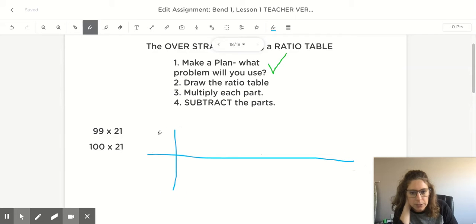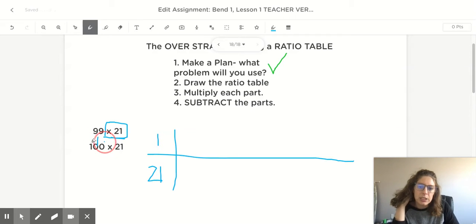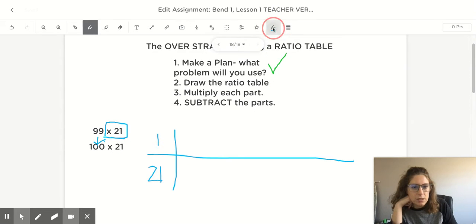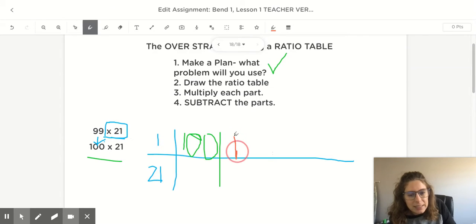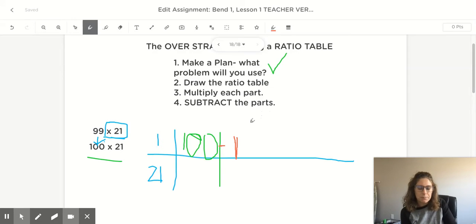So remember, when we draw a ratio table, we have our groups up top and then the number in each group, which in this case is 21. And I chose to do 21 as the number in each group, not 99, because I'm changing the 99 to 100 groups. Okay, now I need to set up the rest. So remember, I'm using 100 groups of 21, so I'll put my groups up here. I'll need to figure out what 100 groups of 21 is down here, but I don't really want to know 100 groups of 21. I want to know 99 groups of 21, so I'm going to need to subtract one group of 21. I can kind of imagine that there's a subtraction sign right here.